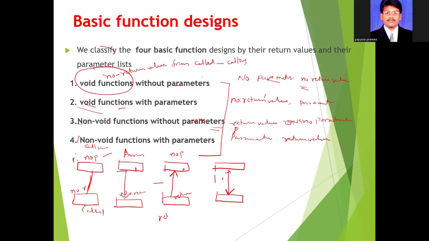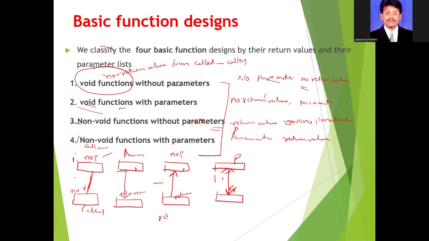This is bidirectional. Bidirectional means parameter, return value. It means, observe here, no parameter, no return value. Now the function contains empty values because we don't want to read any value in the calling function, because we are not sending any value from calling to called. So no need to read.